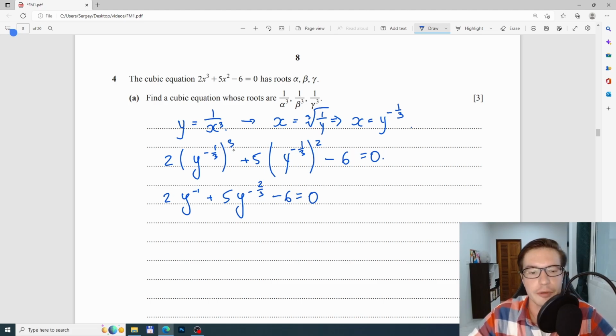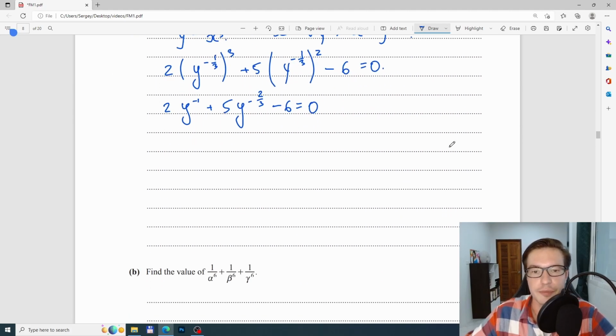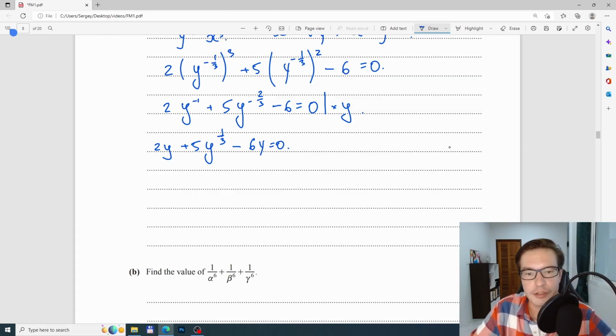Now, at this step, I'm going to get rid of negative indices by multiplying everything by y. So we get 2y plus 5y to the power of a third minus 6y equals 0. That's not a cubic equation yet. So what I'm going to do is leave y to the power of a third on the left side, and everything else will go to the other side.